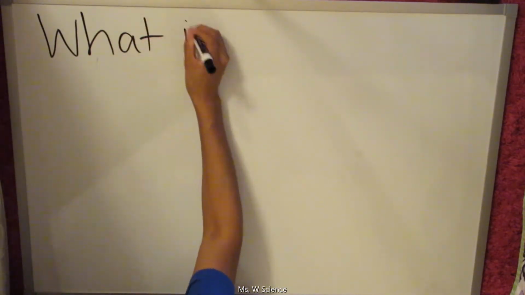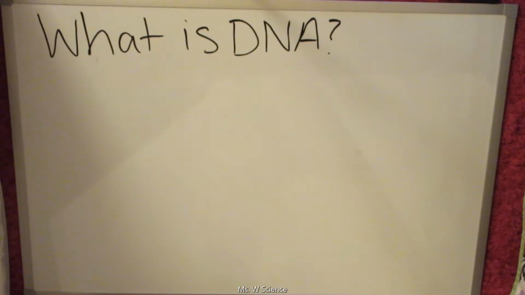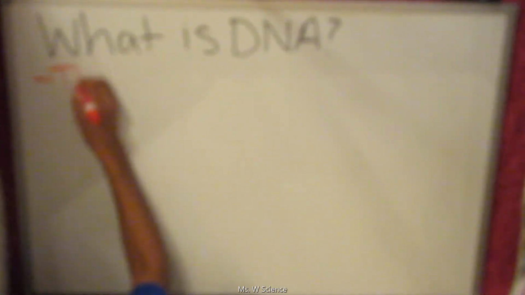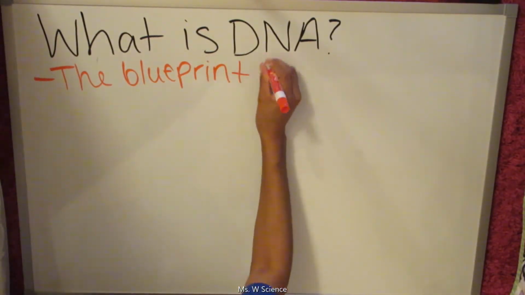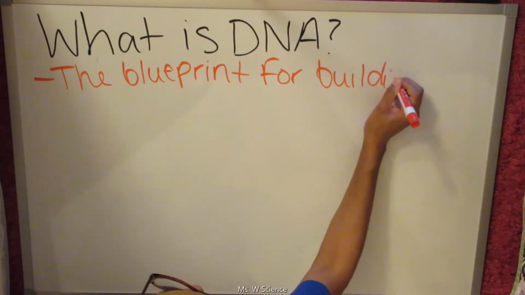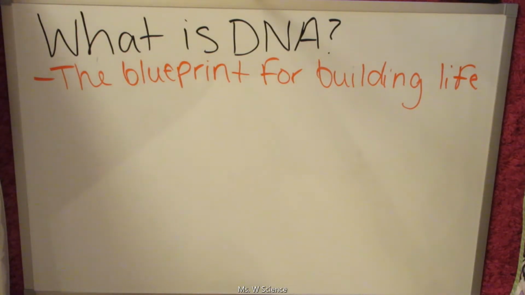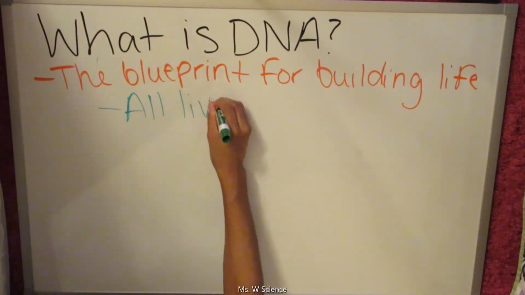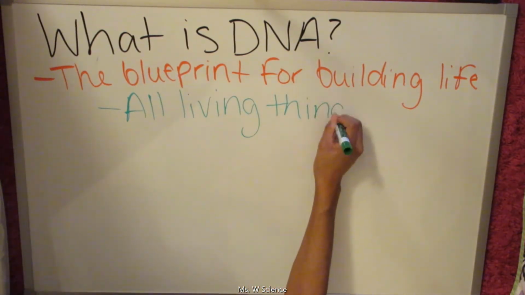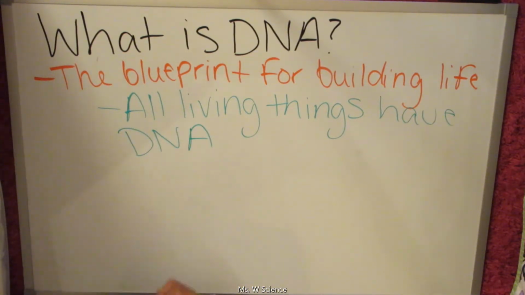So let's look at what is DNA. We talk about DNA all the time. Let's do a little bit of a refresher and talk about what exactly DNA is. DNA is the blueprint for building life. It's the outline, like, okay, we're going to build an organism. This is the code that we need to build that particular organism. It's the blueprint. All living things have DNA. Every single living thing has DNA. If it doesn't have DNA, it's not considered living under any circumstances.